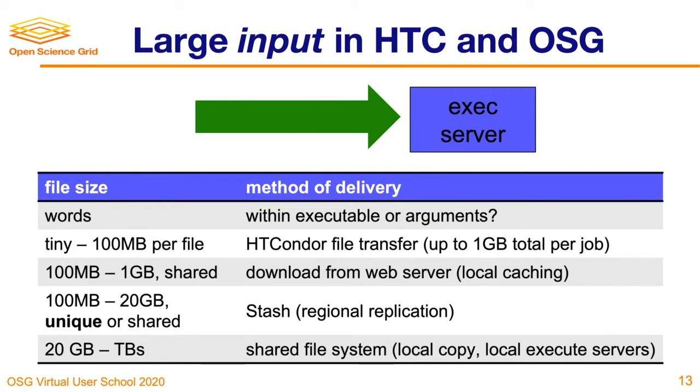So far, we've been using the HTCondor file transfer to transfer up to about 100 megabytes per file. And then when you start venturing into larger sizes, I usually say about a gigabyte total, that's when you want to consider some of these alternate resources.